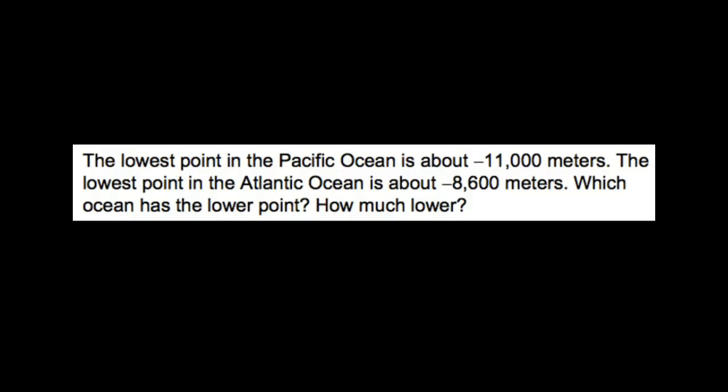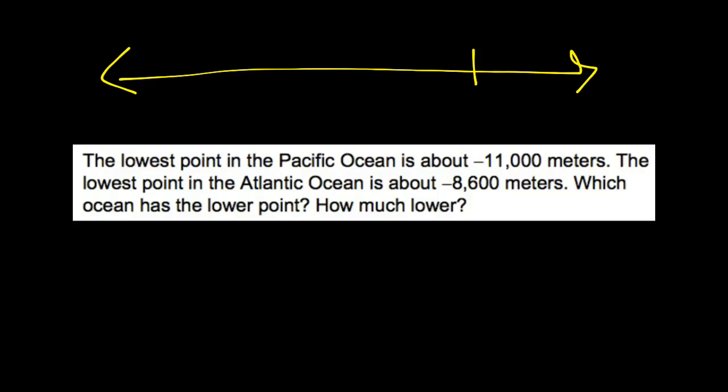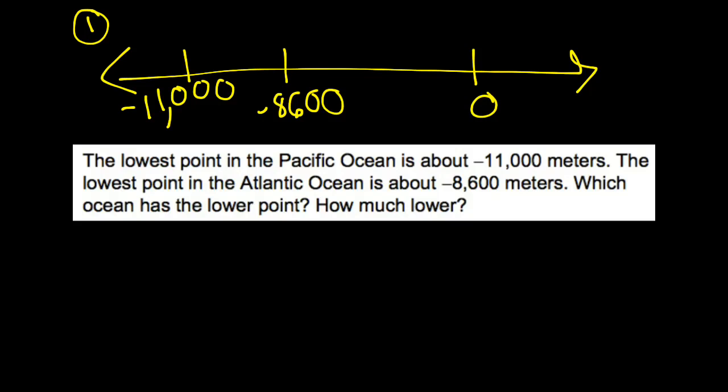So, if I think about these two things on the number line, here's my number line. Put 0 towards the right. I've got negative 11,000 and negative 8,600. There's two questions. I'm answering question 1. The lowest point in the Atlantic Ocean is about negative 8,600 meters, which I've written on my number line. The Pacific Ocean is about negative 11,000. So those two numbers I've put on the number line.